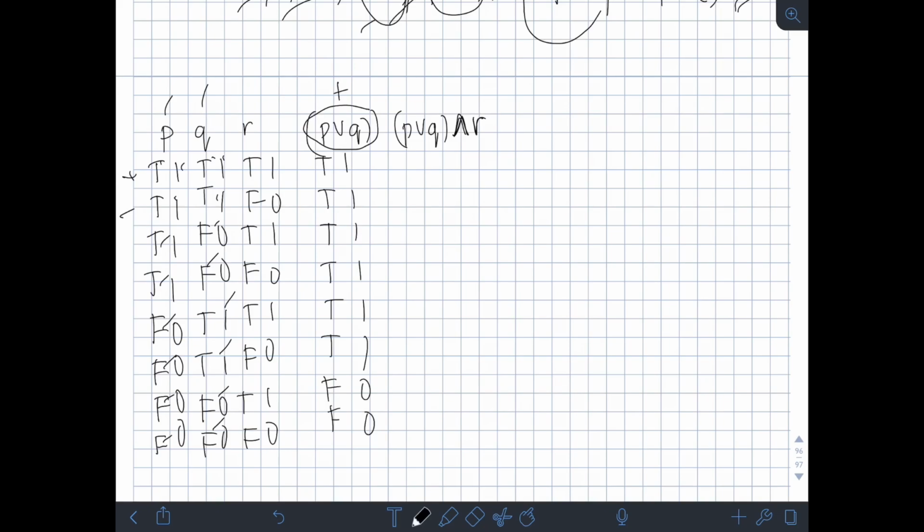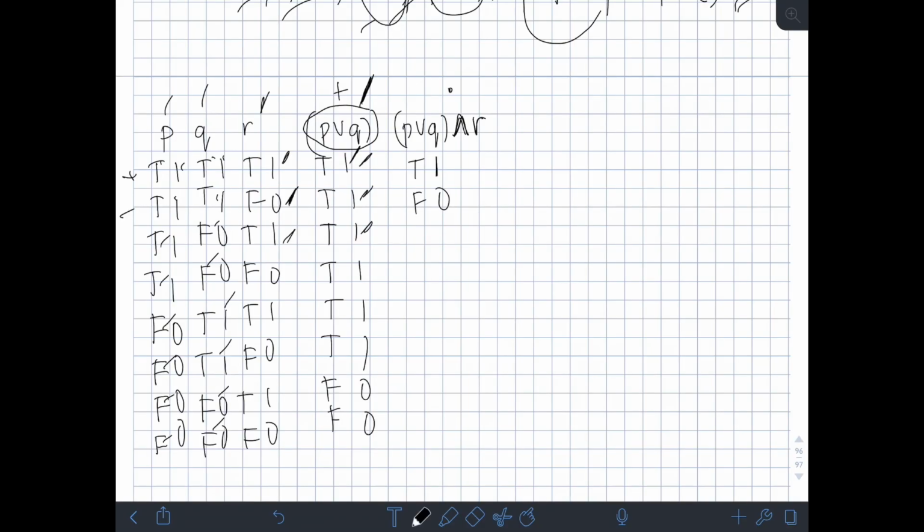So, titingin na lang tayo sa column ng P or Q tsaka sa column ng R. Kapag AND naman, multiplication, right, times. So, ita-times natin yung mga input, P or Q and R. Let's say dito sa una, 1 times 1 is 1 or true, right? 1 times 0 is 0 or false.